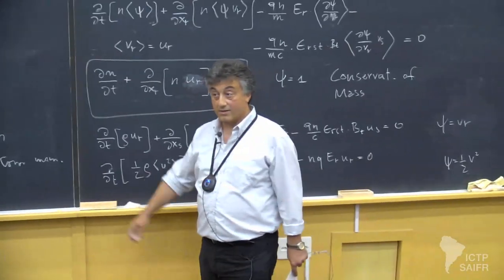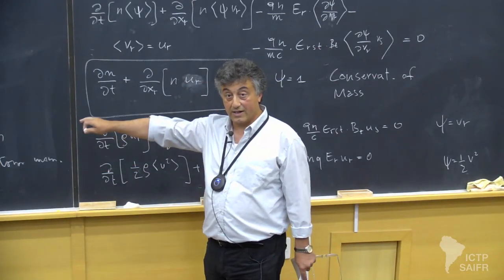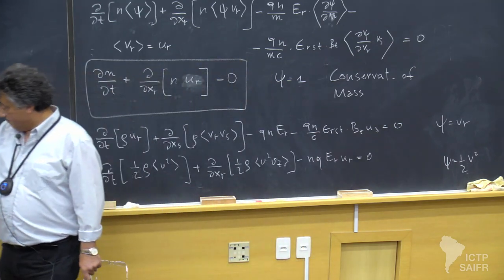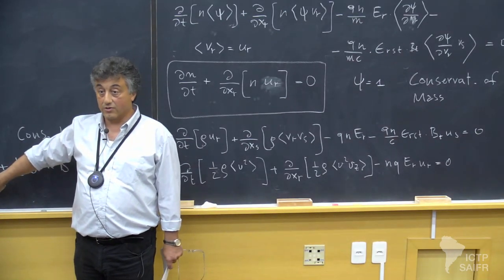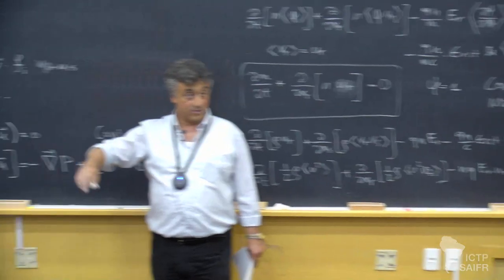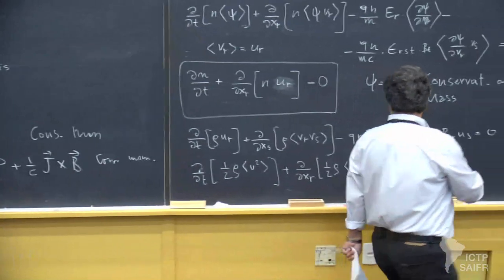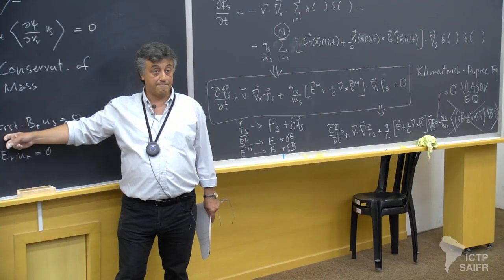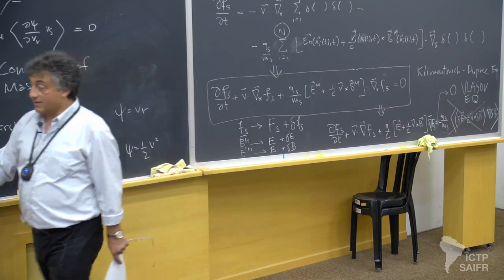for a plasma. Notice here, there is no memory left of electrons and ions. This P is the pressure of the overall plasma. It already knows what's the balance of electrons and protons. It's written already here. You don't need to know anything else.